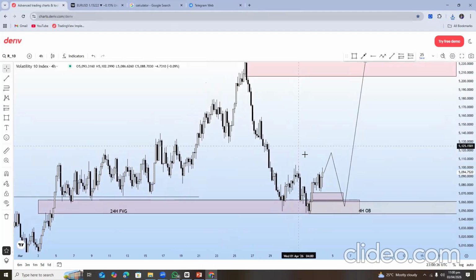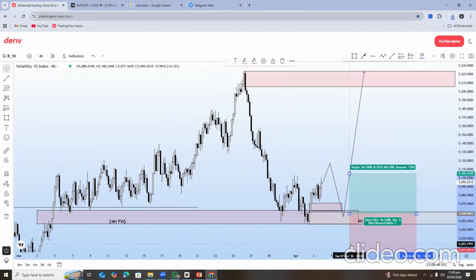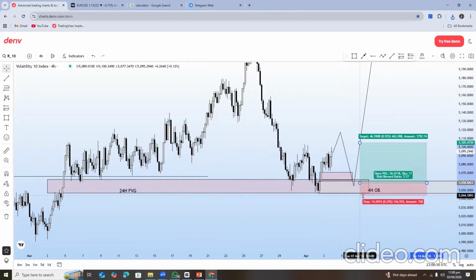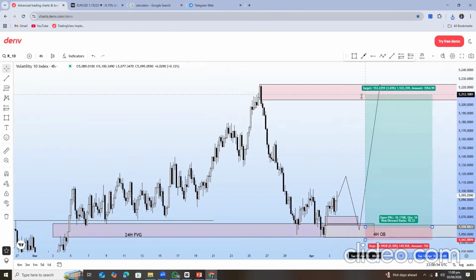Okay, so I want to believe that at this point you understand how to identify an order block, how to identify a fair value gap. This is how I trade. So there's a long position. I will expect it to come here with my stop loss here and my TP all the way up here.